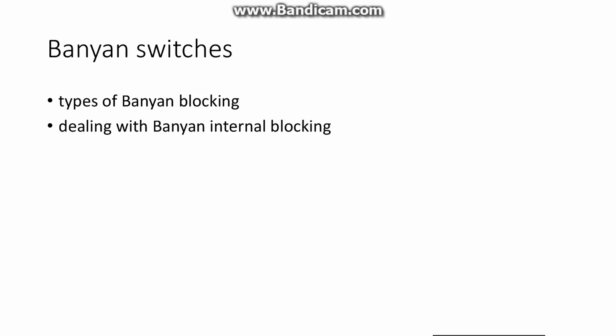We will introduce types of Banyan blocking and the ways to deal with Banyan internal blocking. There are 2 types of Banyan blocking: internal blocking and output port blocking. Internal blocking is contention for an output port of a component switch in one of the early stages. Output port blocking is contention for an output port of a switch in the last stage.